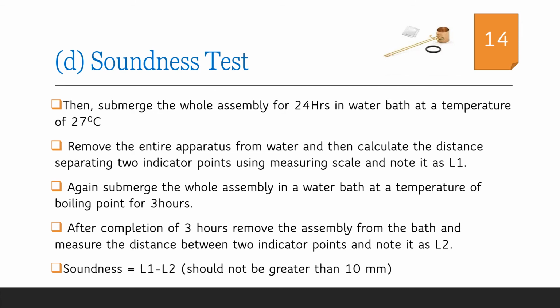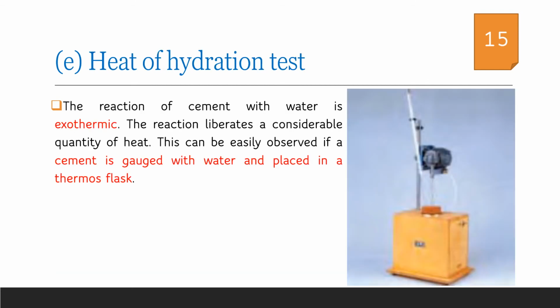Remove the entire apparatus from water and then calculate the distance between the two indicator points as L1. Again submerge the whole assembly in a water bath at boiling temperature for about 3 hours. After completion of 3 hours, remove the entire assembly from the water bath and measure the distance between the two indicators and note it as L2. Soundness is L1 minus L2 and it should not be greater than 10 mm. Now let us discuss heat of hydration test.